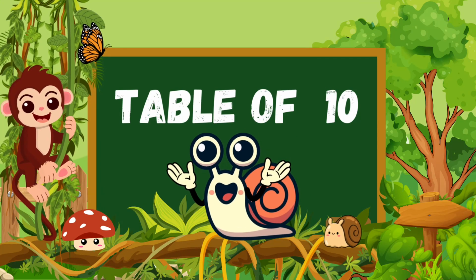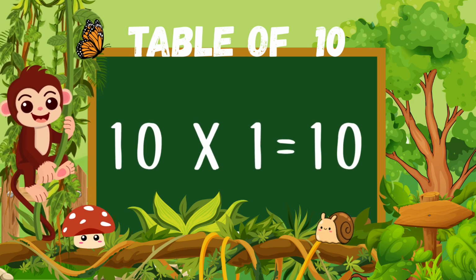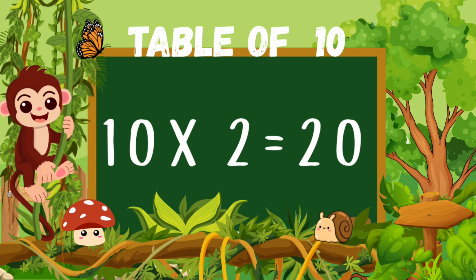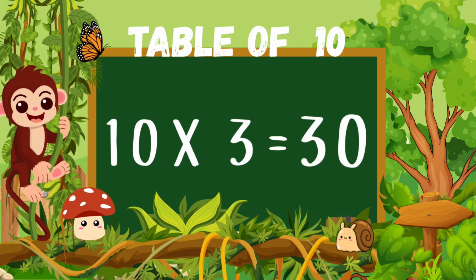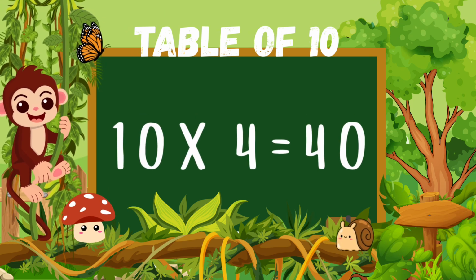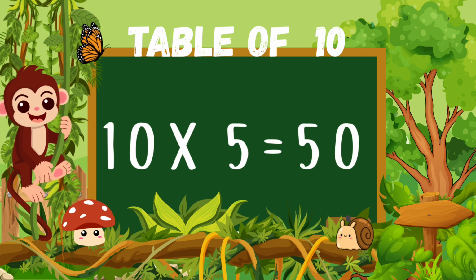Table of 10. 10 ones are 10. 10 twos are 20. 10 threes are 30. 10 fours are 40. 10 fives are 50.